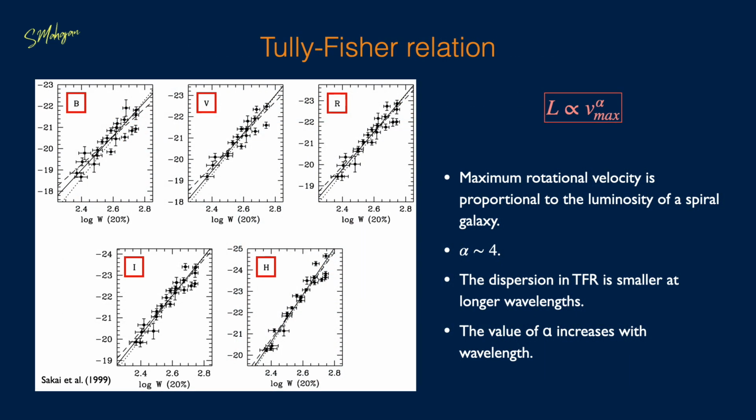By measuring the rotation velocity for a set of edge-on spiral galaxies, in 1977, Brent Tully and Richard Fisher found that the maximum rotation velocity of a spiral is related to their luminosity, such that more luminous galaxies rotate faster. This is known as the Tully-Fisher relation, where the slope alpha is found to be around 4. However, the slope as well as the scatter in the Tully-Fisher relation decreases for longer wavelengths. This is expected because the blue bands are affected by different amounts of star formation and dust absorption.